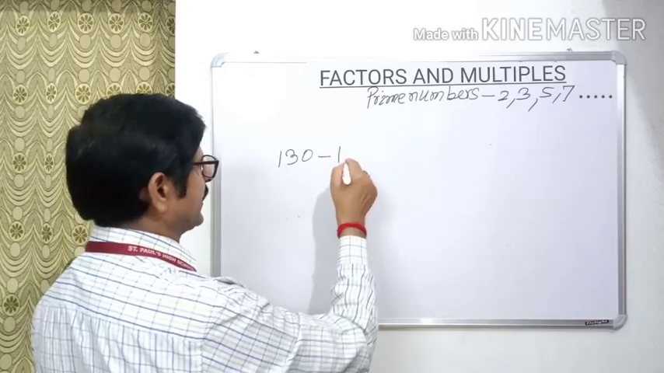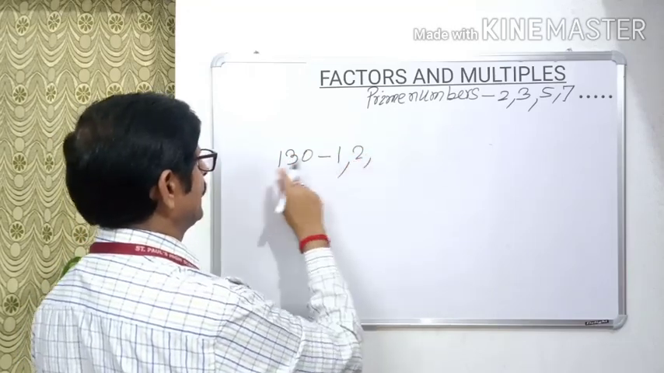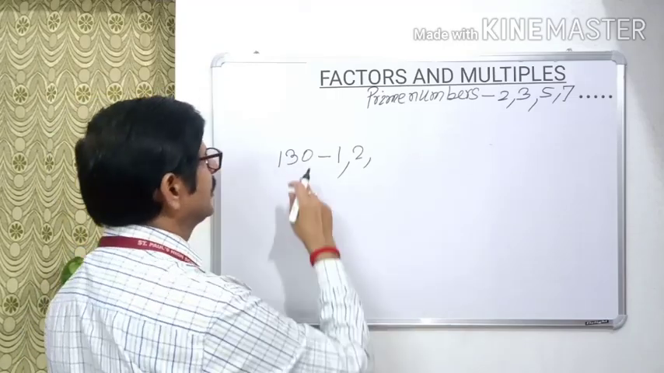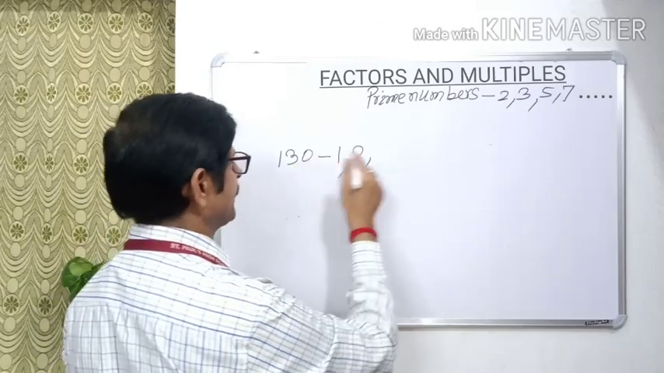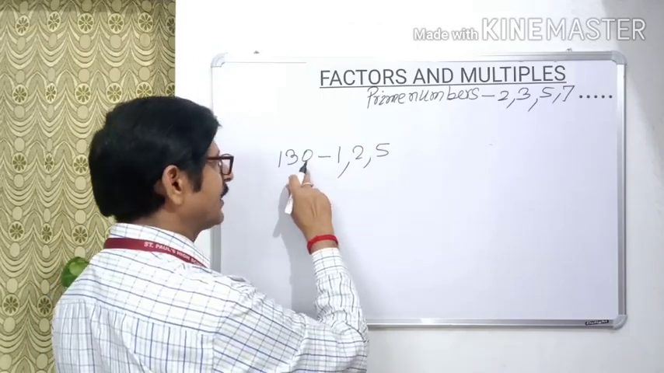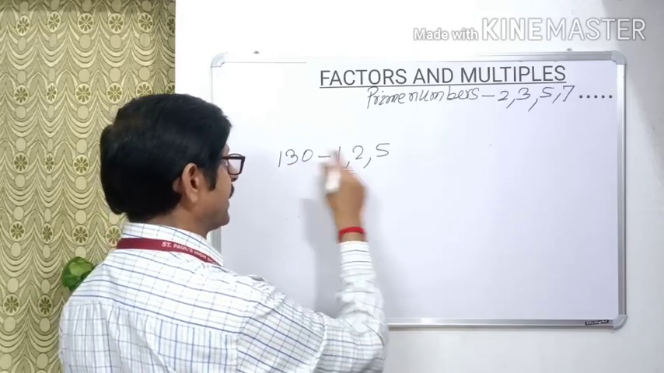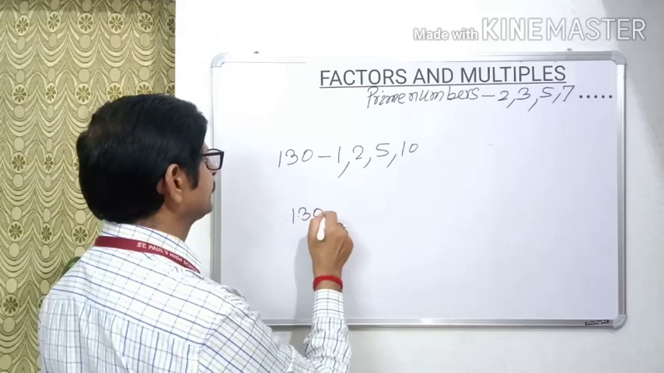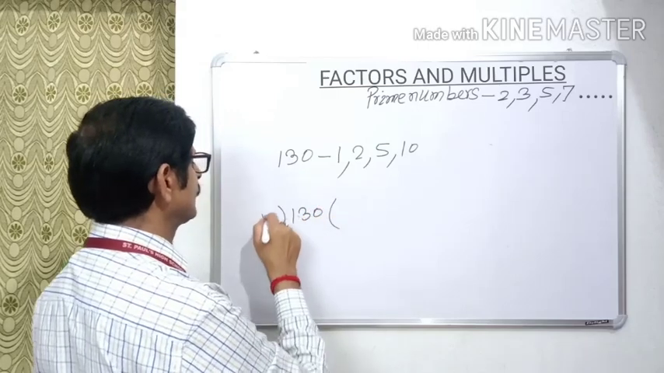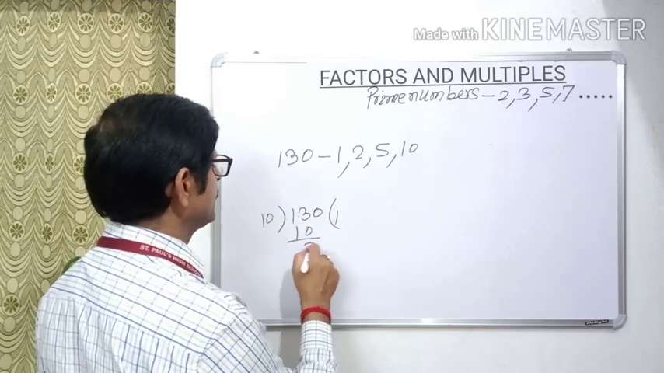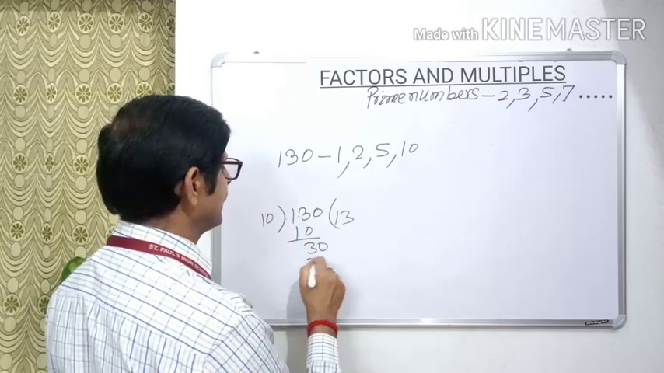Now I will write the factors: 1, 2. 1 plus 3 plus 0 is 4, not divisible by 3. Not by 4, by 5, yes. Not divisible by 6, 7, 8, 9, 10, yes. And if you divide 130 by 10, 10 1s are 10, 3, 0, 10 3s are 30.